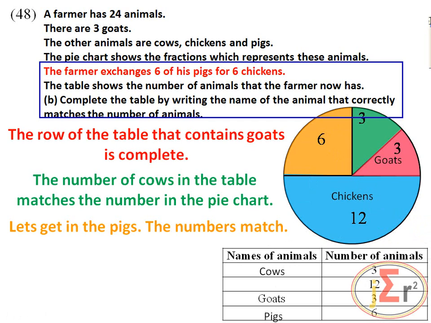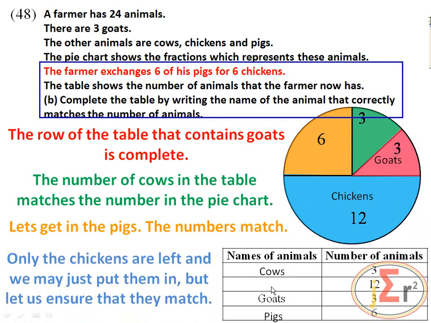The only one that is left is? Chickens. Right. And how many, what number do we have here? 12. And how many chickens do we have there? 12. So may we put chickens right here? Yes. Only the chickens are left, and we may just put them in. But let us ensure that they match. Do they match? 12 with 12. Yes. They match. So we have 12 representing the number of chickens. So we have 3 cows, 12 chickens, 3 goats, 6 pigs after the exchange.